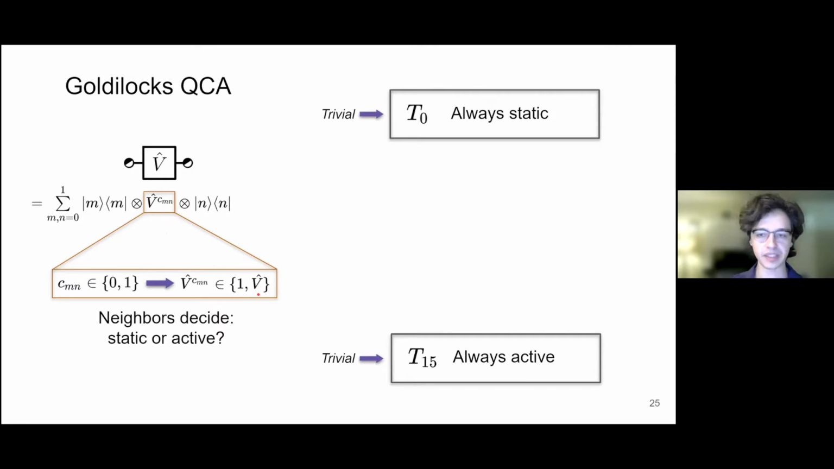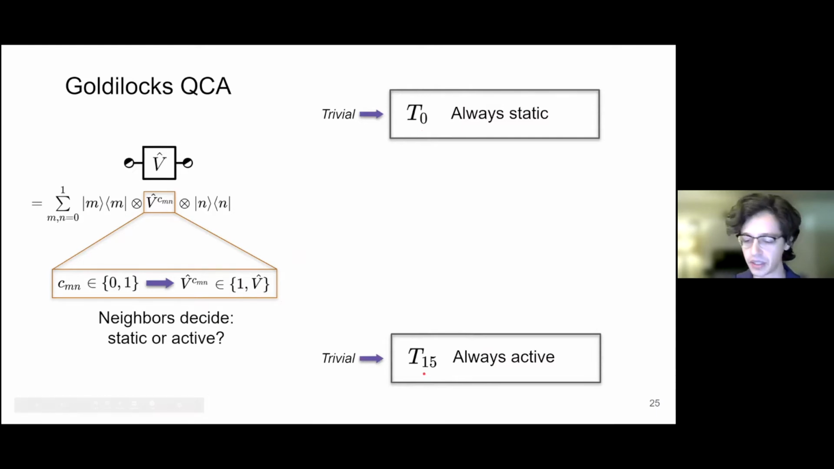So let's look at a few examples to build up an intuition here. Rule T0, in which all of the C_MN are equal to 0, is trivially always static. It will just apply the identity operator to the center qubit without any respect for what the neighbors are doing. Similarly, rule T15 is always active. That is, it will always apply that operator V to the center qubit without any respect for what the neighbors are doing.